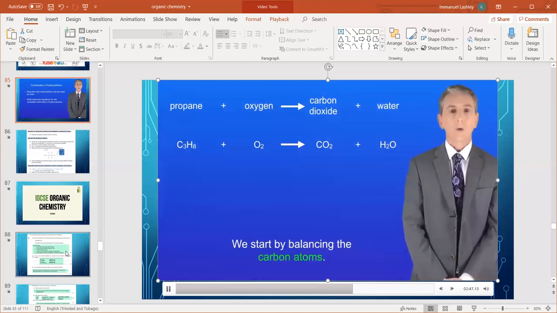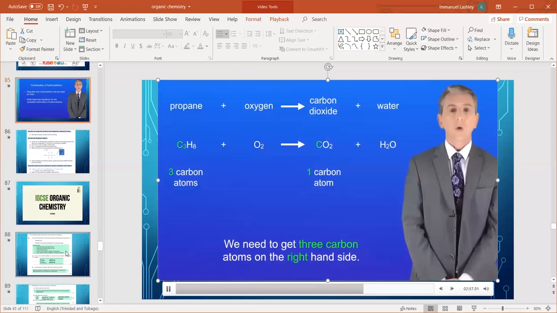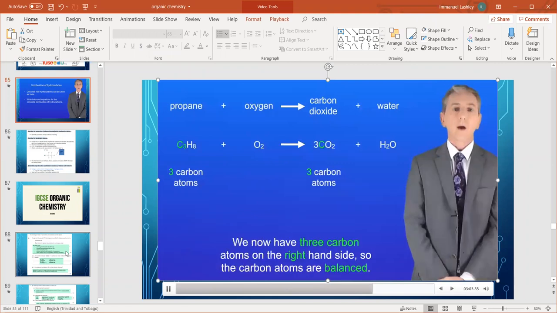Okay, so we start by balancing the carbon atoms. On the left-hand side, we've got 3 carbon atoms, and on the right-hand side, we've got 1 carbon atom. So we need to get 3 carbon atoms on the right-hand side, and to do that, we place a large 3 in front of the CO2 like this. We now have 3 carbon atoms on the right-hand side, so the carbon atoms are balanced.